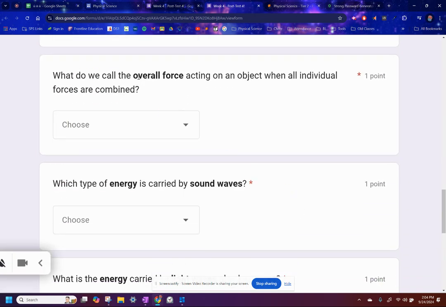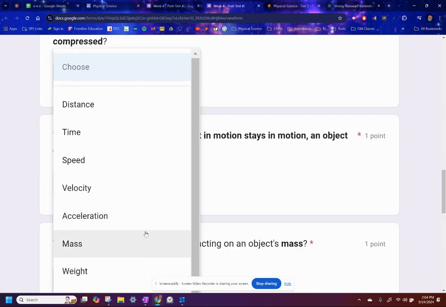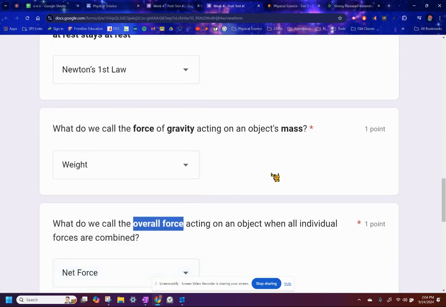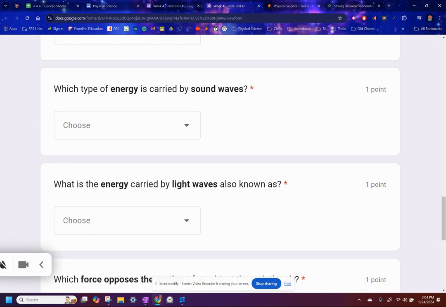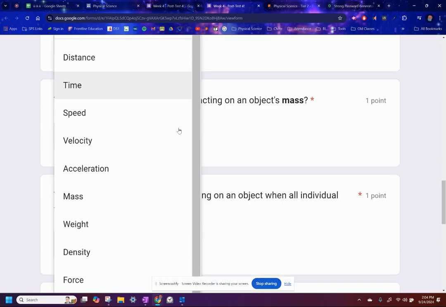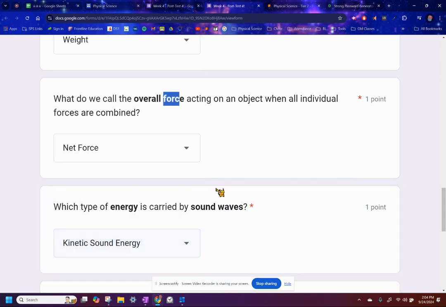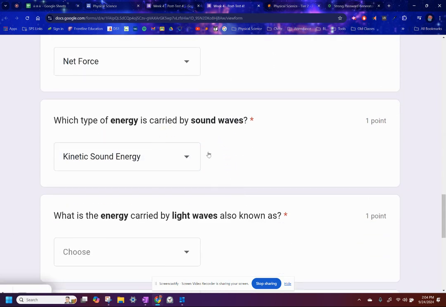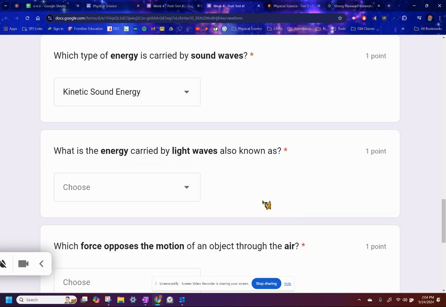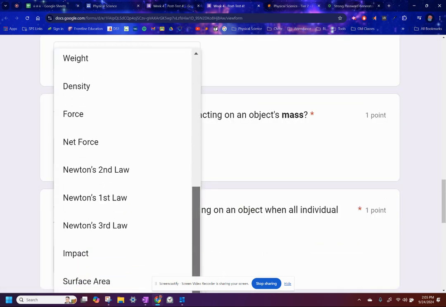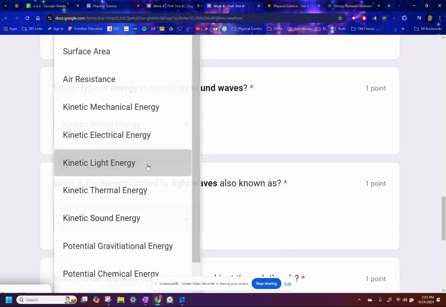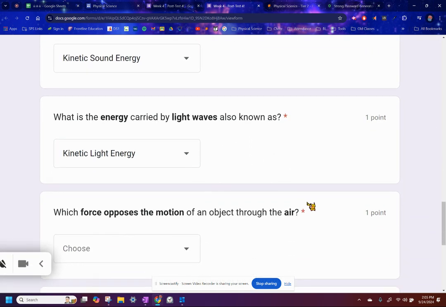What is the overall force? Overall. Net force. Energy in sound waves. This is going to be something that says sound. Oh wow, look, sound. What type of energy is carried by light waves? Something that probably says light. Aha, got it.